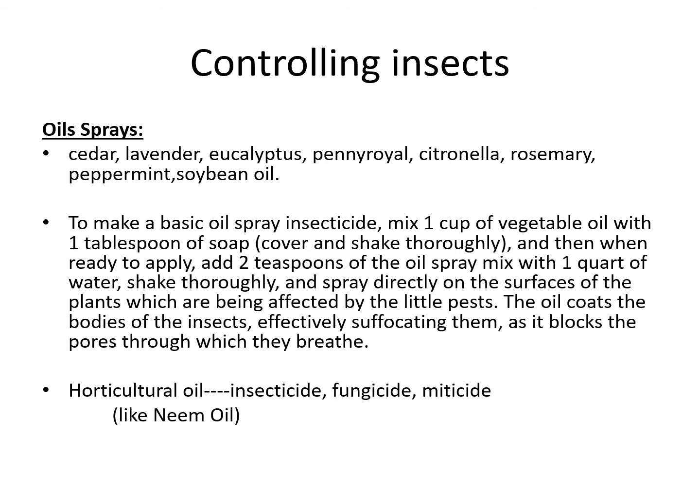I mentioned the oil sprays in the last slide, but there's a lot more. There's cedar, lavender, eucalyptus, pennyroyal, citronella, rosemary, peppermint, soybean, lots of different kind of oil and oil extracts that we can use. And here's the formula for making those. A basic oil spray insecticide. Just mix 1 cup of vegetable oil with a tablespoon of soap and cover it up or put a lid on it and shake it thoroughly. And then when you're ready to apply, add 2 teaspoons of oil spray mix with 1 quart of water.